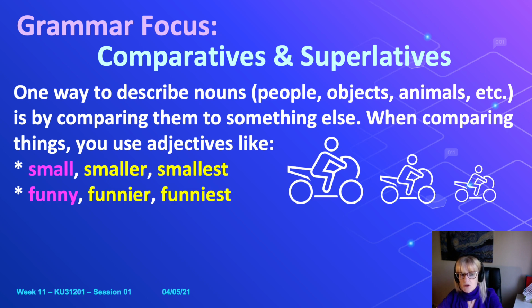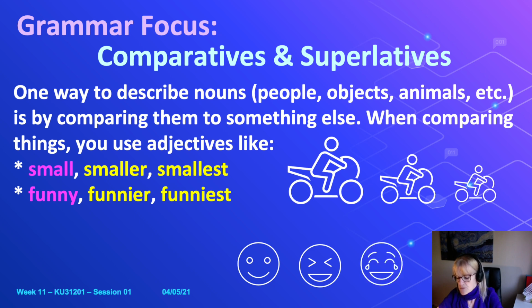Another example would be funny is my adjective, funnier, and funniest. So you might think about TV shows or movies that you enjoy that are funny. And so here, if something's funny, I might just be smiling. But if it's funnier, I might start to laugh because I'm comparing it to the first one. And if it's the funniest, which means it's the most funny of all, that would be funniest. So I've got funny, funnier, and funniest.